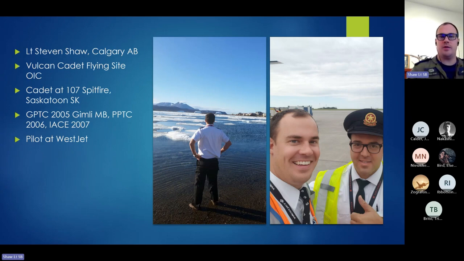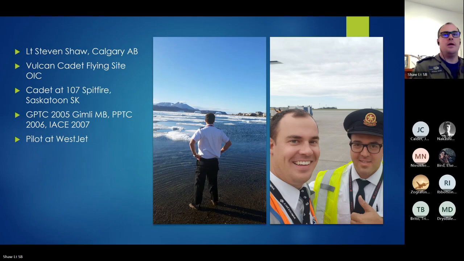Civilian life, I'm a pilot at WestJet. So those two pictures, one of them was when I used to fly medevacs. That's in Clyde River, Nunavut. And the other picture, that's a friend of mine that I did glider with. We happened to both be landing in Regina at the same time doing our walk around. So we got a chance to meet and high five and take a picture and go back. He flew back to Toronto and I flew back to Calgary on the Dash 8.